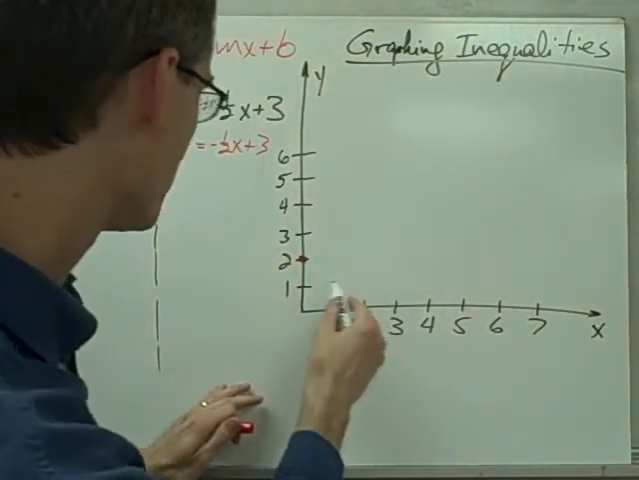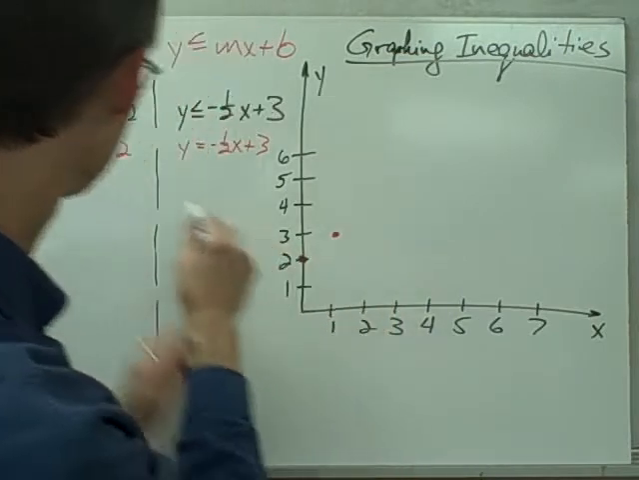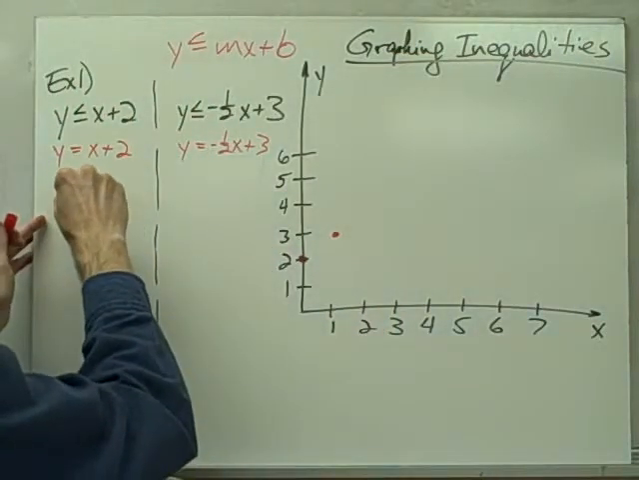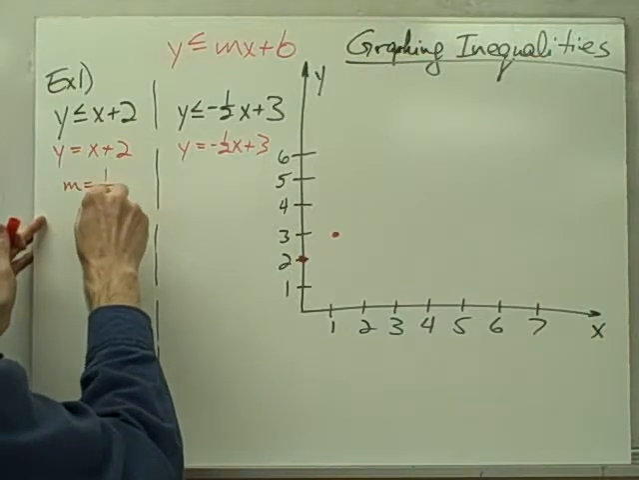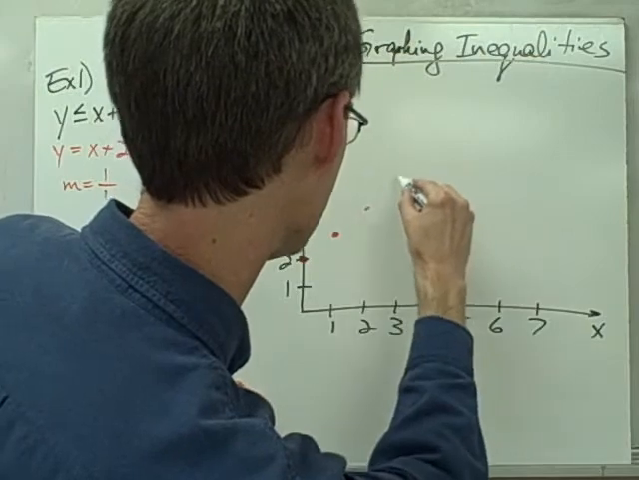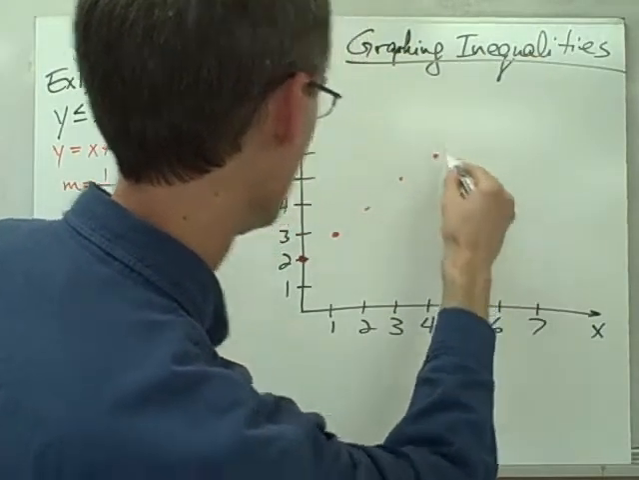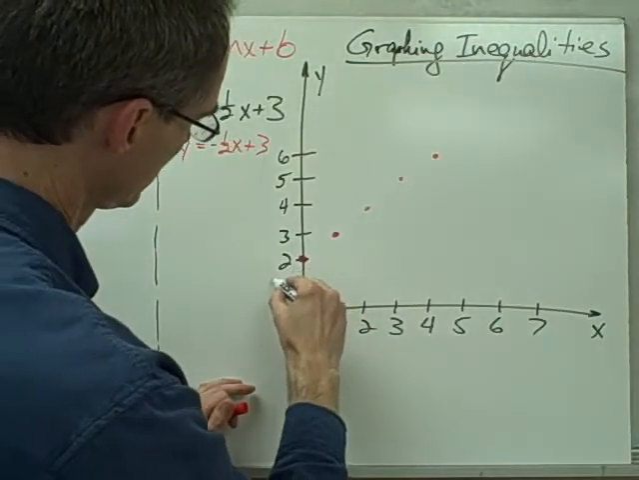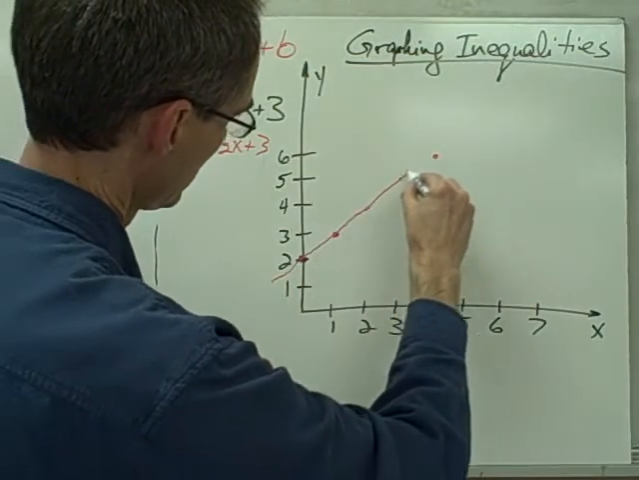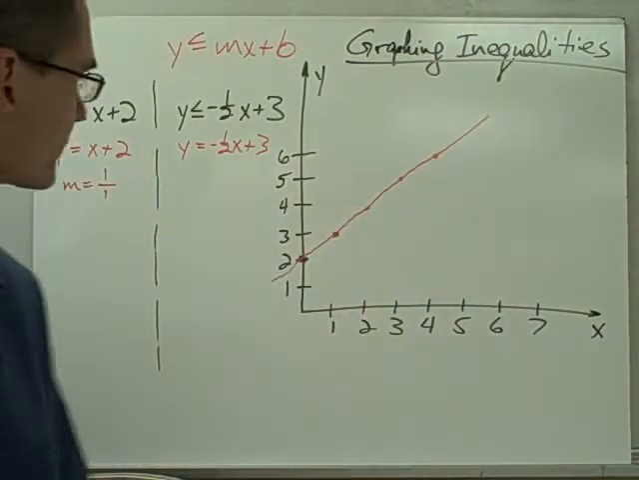So let me graph this. I'll go up 1 and over 1. The slope is 1 over 1. So I go up 1 over 1, up 1 over 1, up 1 over 1, and I've got some points here. And I just connect up those points, and I have just graphed this line.